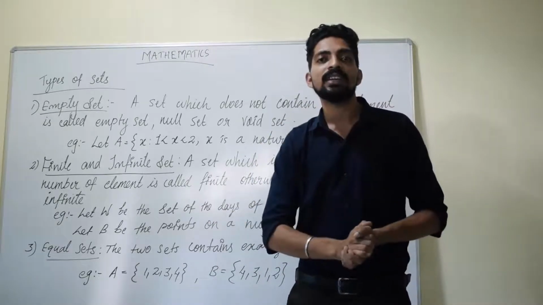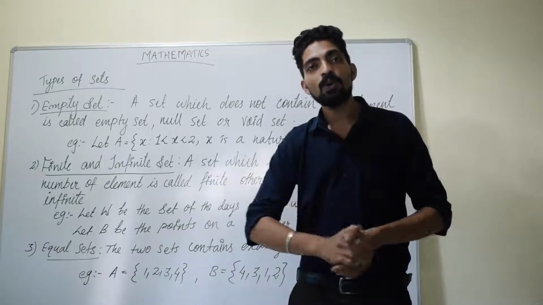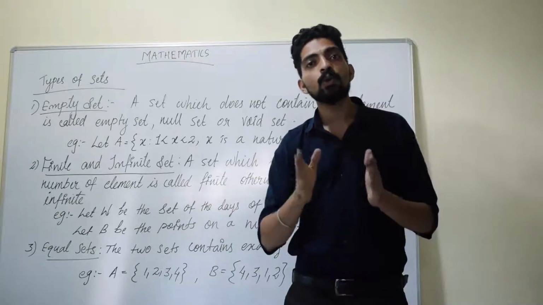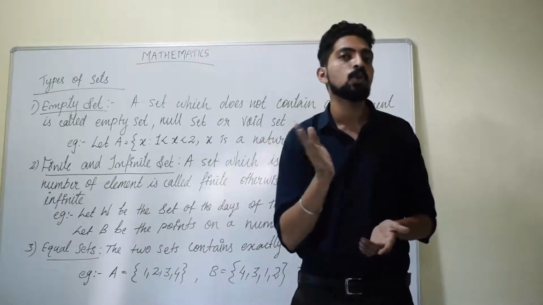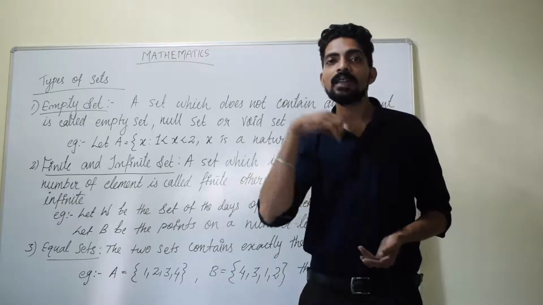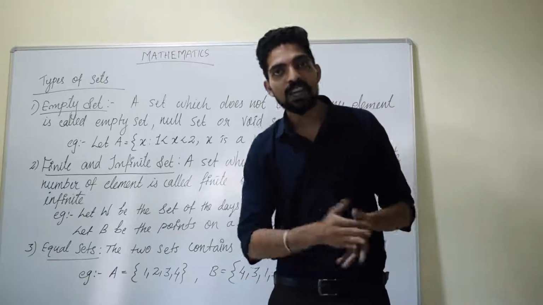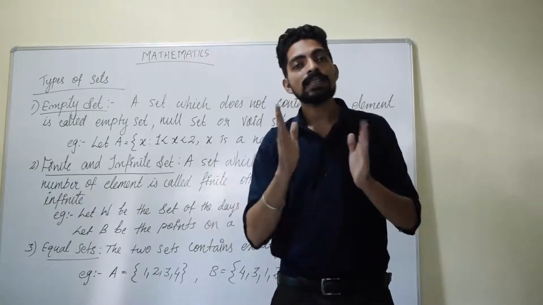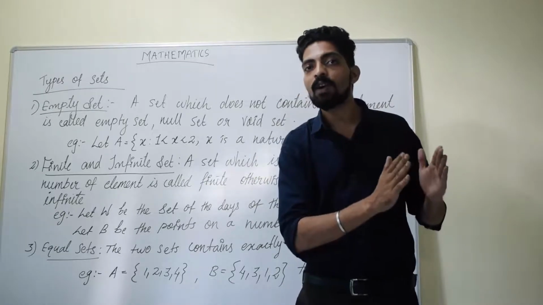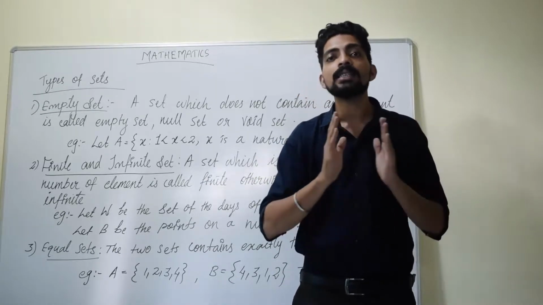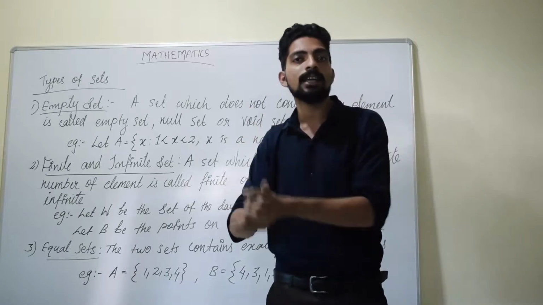Set A is equal to 1, 2, 3, 4, 5, and set B is equal to 5, 4, 3, 2, 1. One is in ascending order and the other is in descending order, but the elements are the same. In set A, 1 comes as the first element, and in set B, 1 comes as the last element.